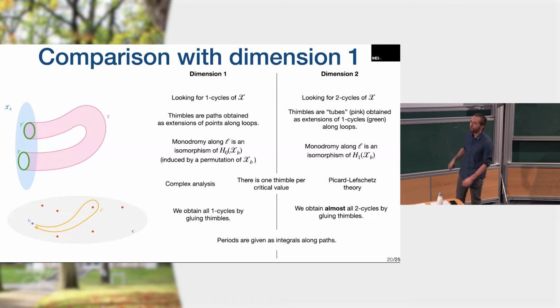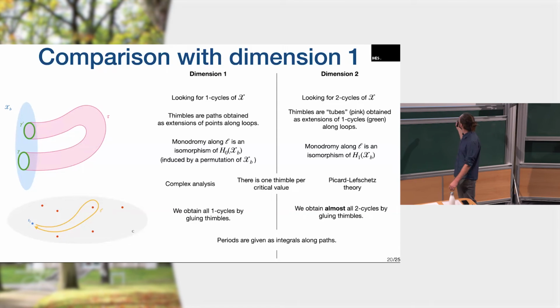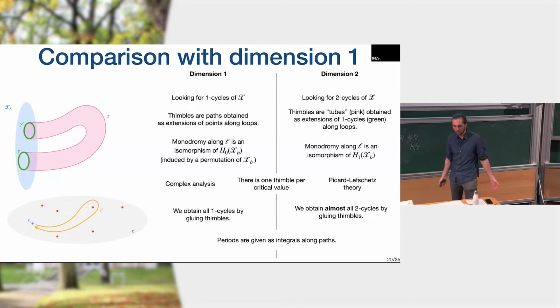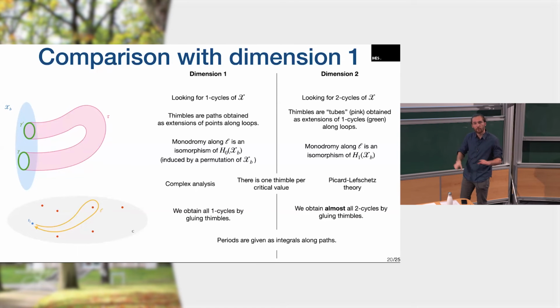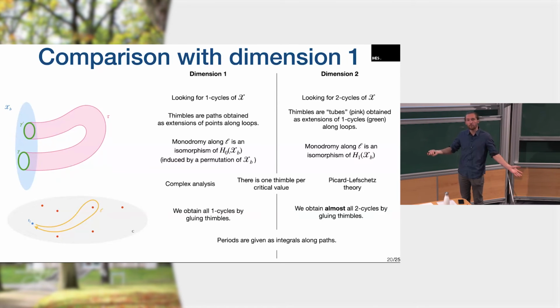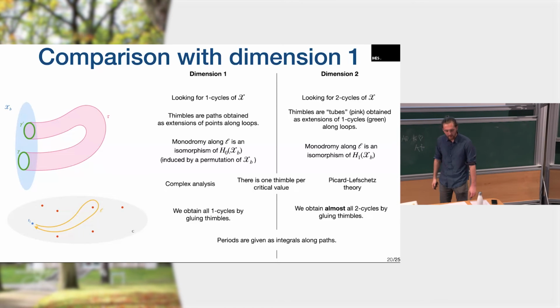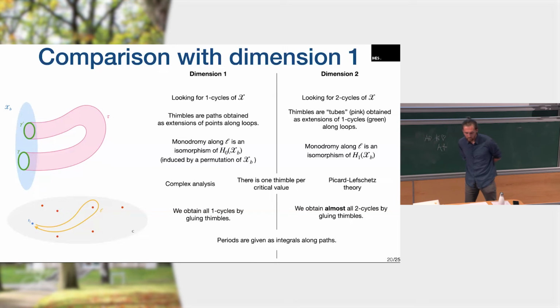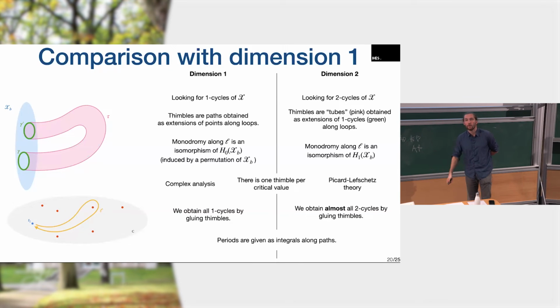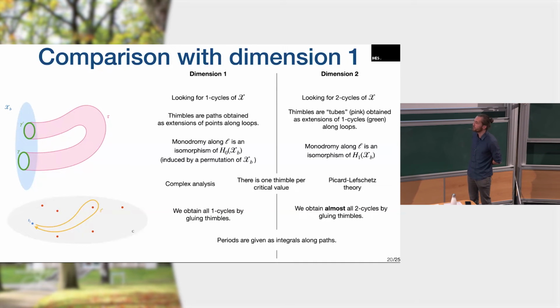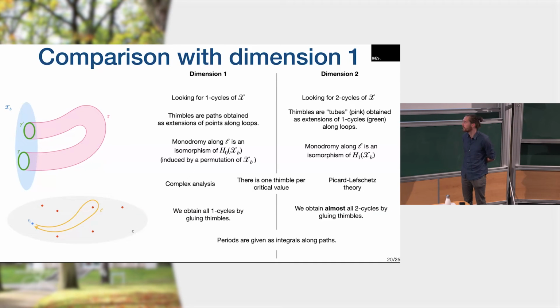So in dimension 1, this was just a consequence of complex analysis. In higher dimensions, this is a result of Picard-Lefschetz theory. We could obtain all one cycles by gluing thimbles together, as I've mentioned in dimension 1. In higher dimensions, or rather in even dimensions, this is no longer the case. But we still obtain almost all the homology of the surface. What we are missing is something of rank precisely 2.